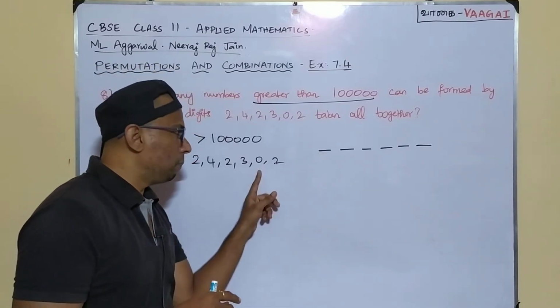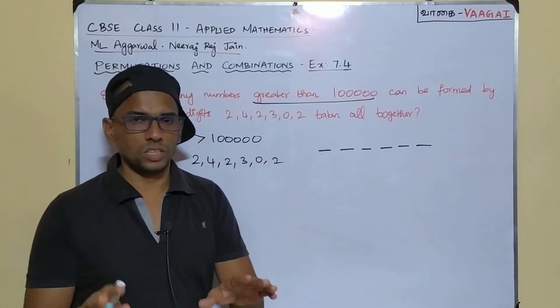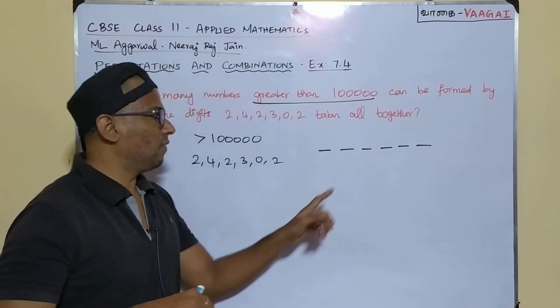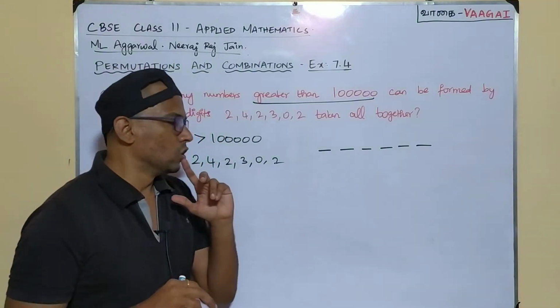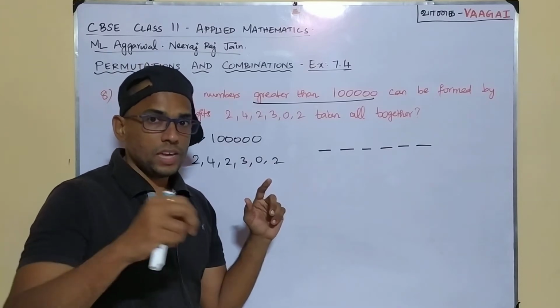So except 0, we can fill this digit with any of the other digits. This is going to be the idea. We have to be clear that only then will our number be more than 1 lakh. That's it. Very simple. All right, so let us take each of those cases.